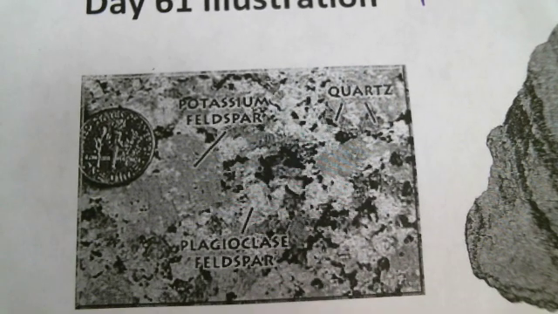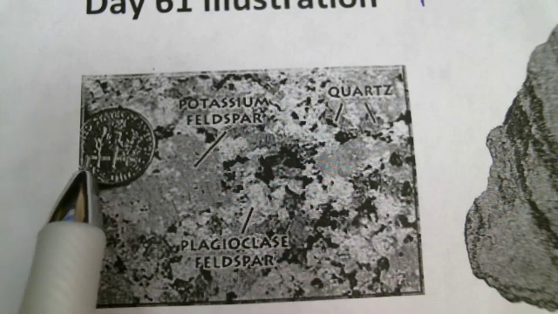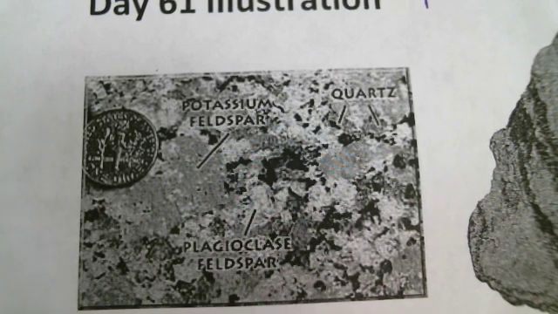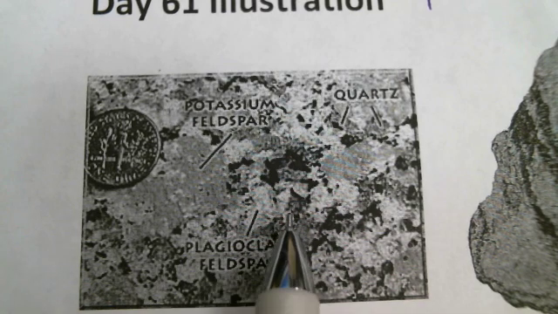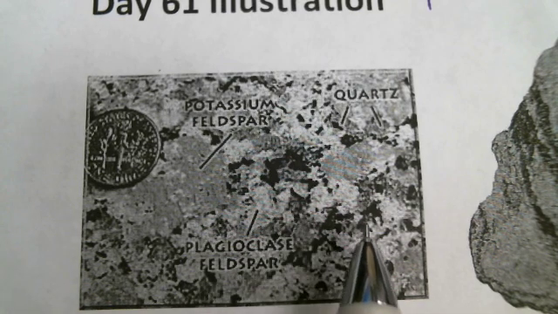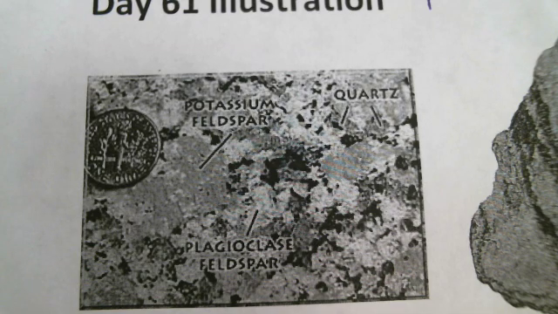Okay, in the first picture here, we can see a dime being laid on top of a piece of granite. And in this granite, you can see these very large areas of different colors. These are the different crystals that were formed when the magma cooled very, very slowly under the ground.